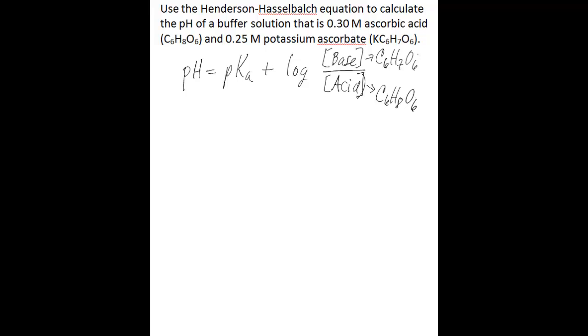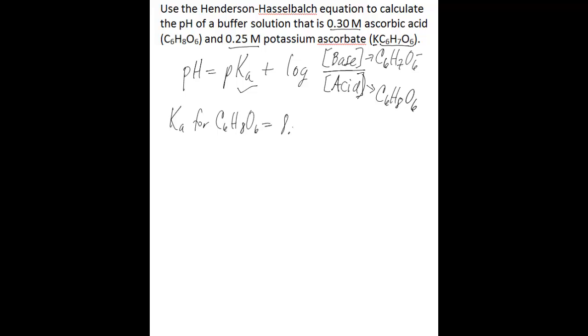And this anion is added to solution when the potassium ascorbate dissolves. When it dissolves, it dissociates to give this potassium cation plus the ascorbate anion. You know both of those concentrations because you're given them as part of the problem. One thing you need to find is the pKa, and once you have that value, you can solve for the pH.